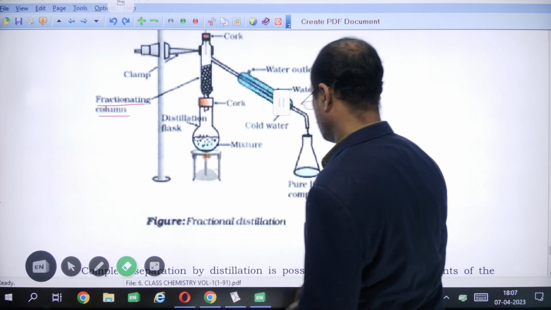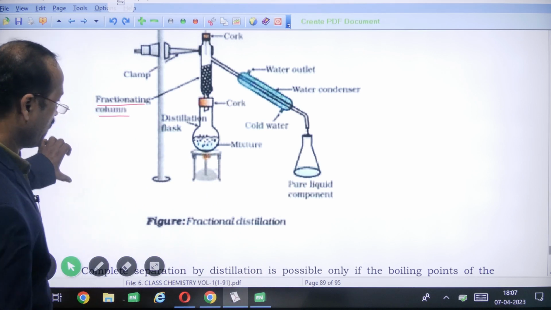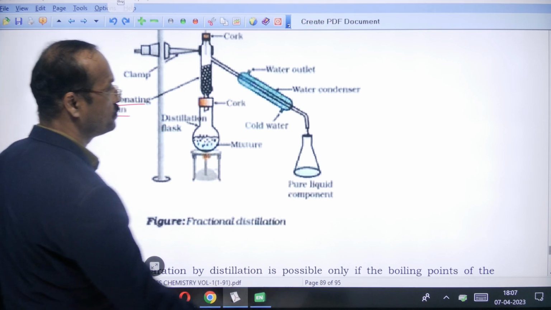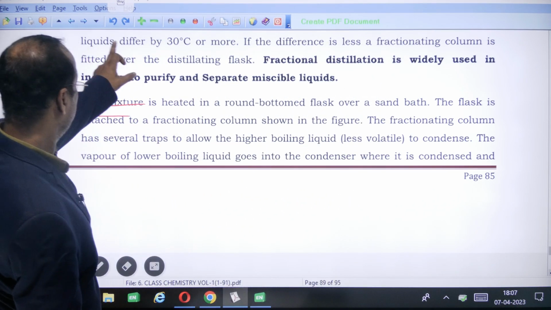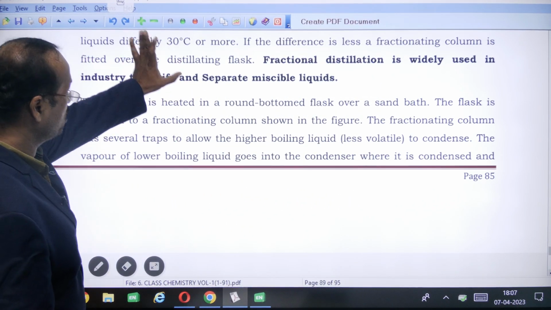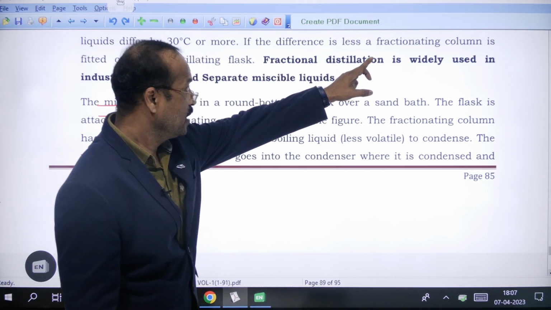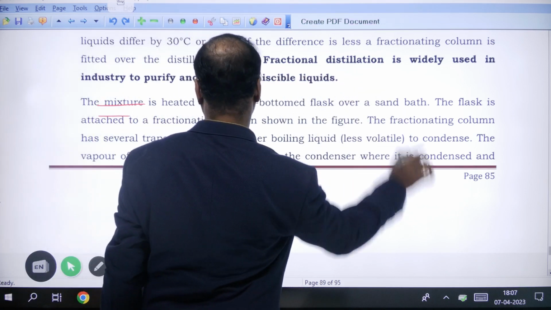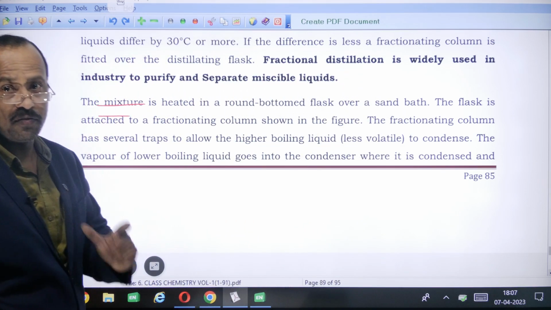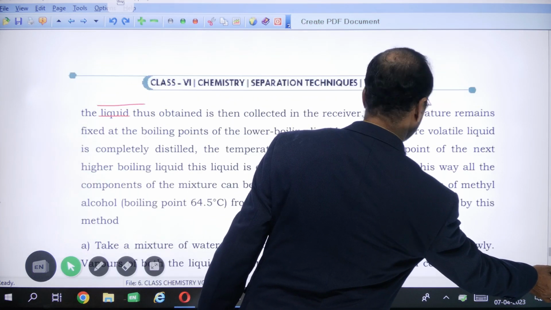Right? So, let's see. This is about fractional distillation. Where liquids differ by 30 degrees or more in boiling point, we use a normal distillation. If the difference is less, a fractionating column is used, and that is fractional distillation. So, fractional distillation is used if the temperature difference is less than 30 degrees. Okay. So, where can we use this one?